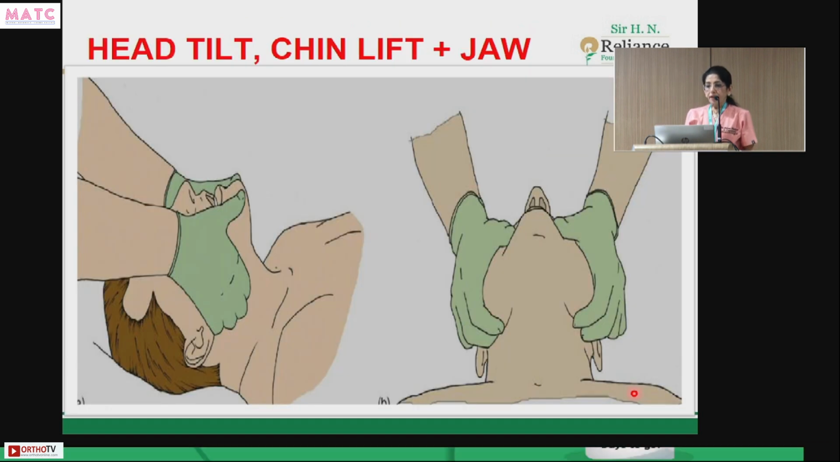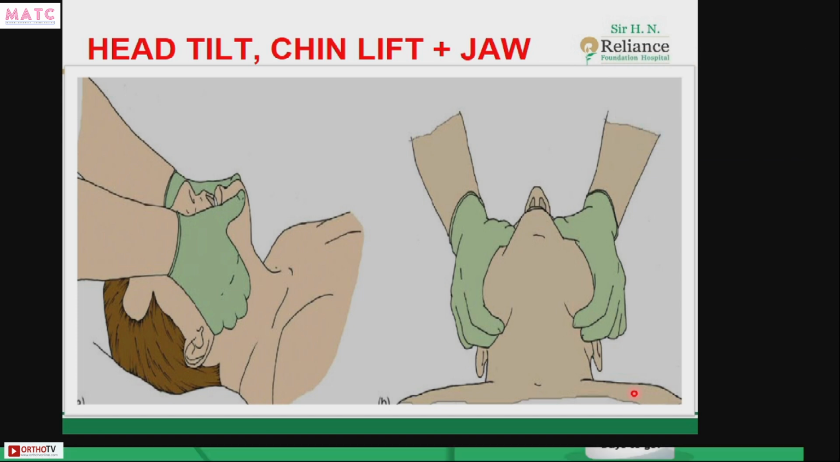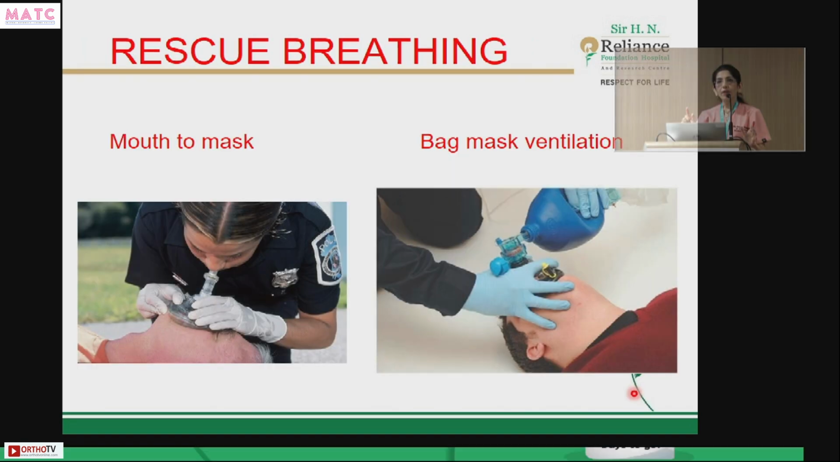Then jaw thrust. Jaw thrust is given, the angle of the jaw is lifted this way upwards so that there is no cervical movement and you can give the ventilation easily. Now if you are a single rescuer, then you give the ventilation from the side of the patient, from the same side. If you are giving the compression, then just from the same side you give the ventilation with a pocket mask, or you can give mouth to mouth breathing.